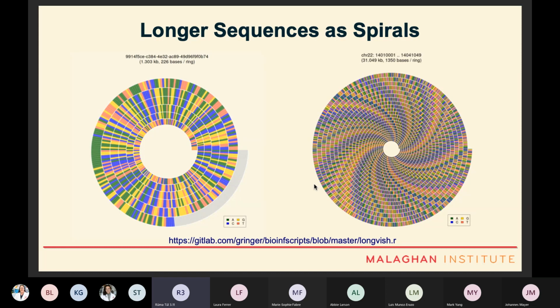And to drive the point home, the entire centromere of this chromosome is 100 times that size. And the entire chromosome, chromosome 22, is over 1,000 times this size. So if I want to show a representation of a single piece of DNA across its entire length, a spiral representation isn't going to cut it for the longest sequences. I need to find something better.